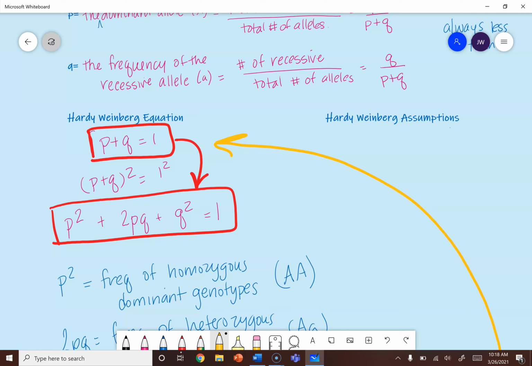Now, I'm not going to go over these because they are written explicitly in your lab. They're in the lecture. But just know that when all conditions or assumptions are met, no evolution is occurring. But if any one of these are violated, and most often it's natural selection, but not all the time, then evolution is occurring. That means if any of these assumptions are violated, the allele frequency in a population is changing.